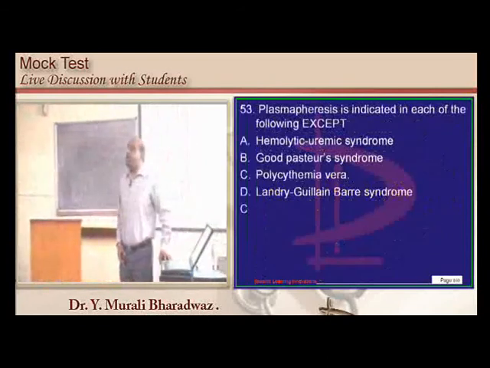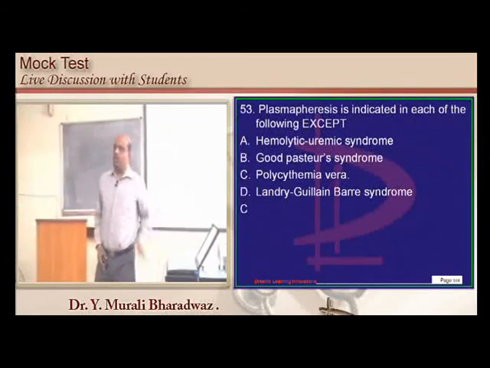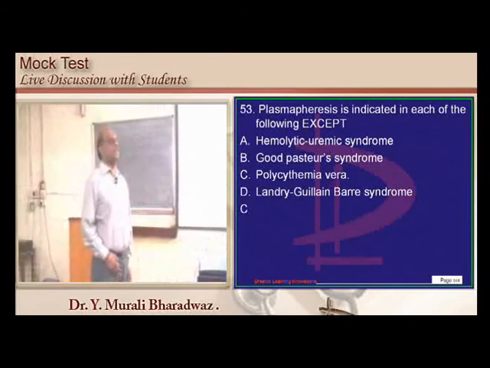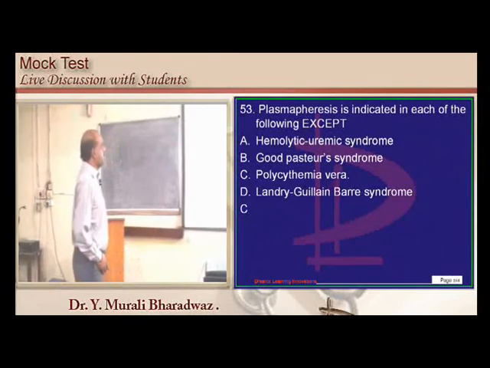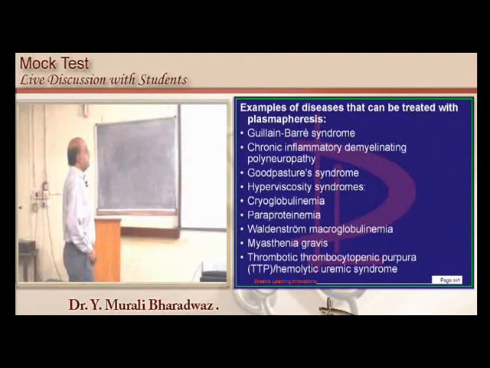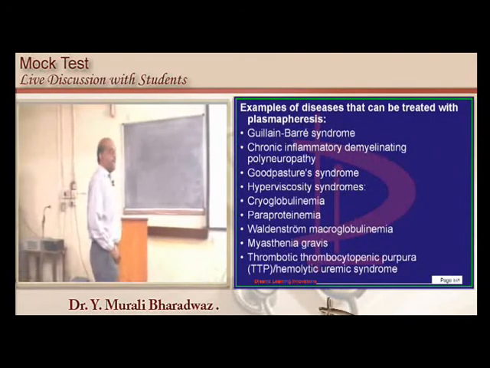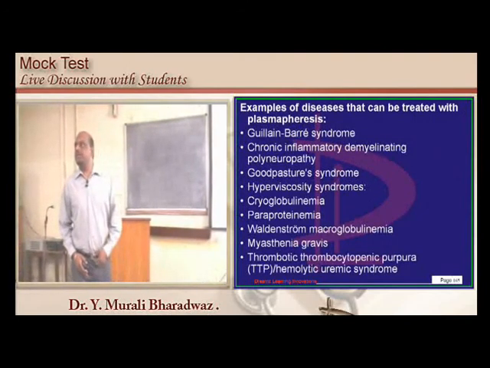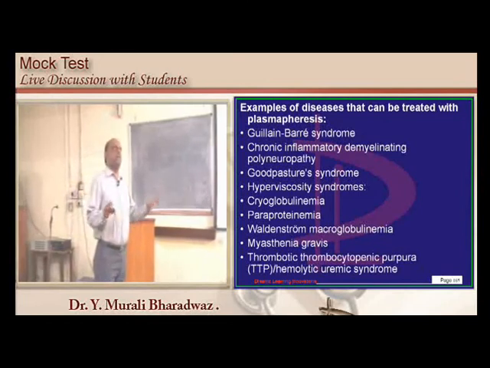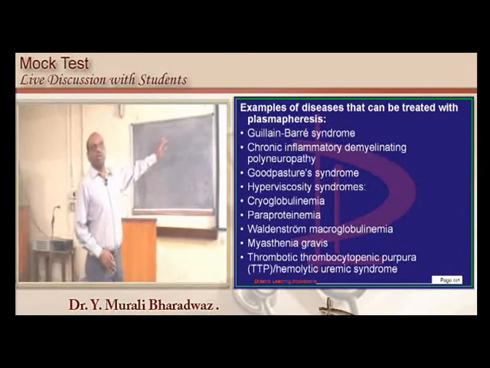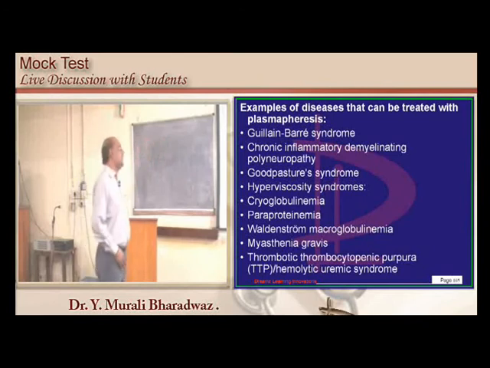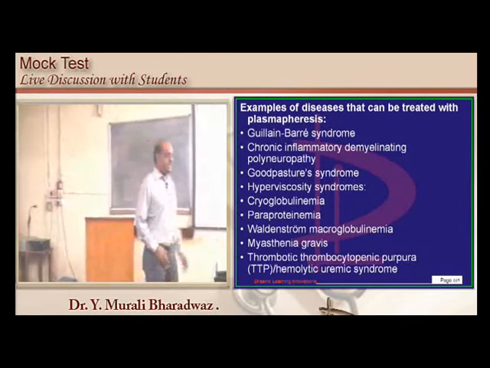Where do we do plasmapheresis? Wherever we want to purge out the autoantibodies from the body, we do plasmapheresis. Guillain-Barré, Lambert-Eaton, myasthenia gravis, paraproteinemias, cryoglobulinemias, there's a huge list. But the fundamental basis is all of them have got autoantibodies which we want to wash out by doing plasmapheresis, which becomes the treatment of choice.